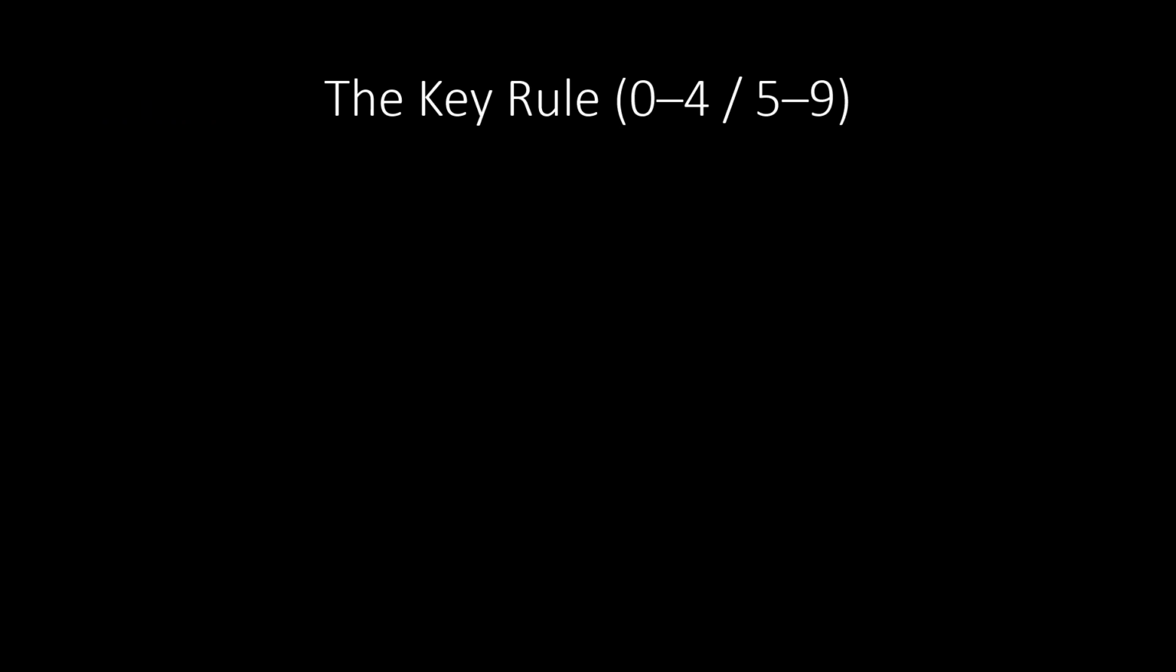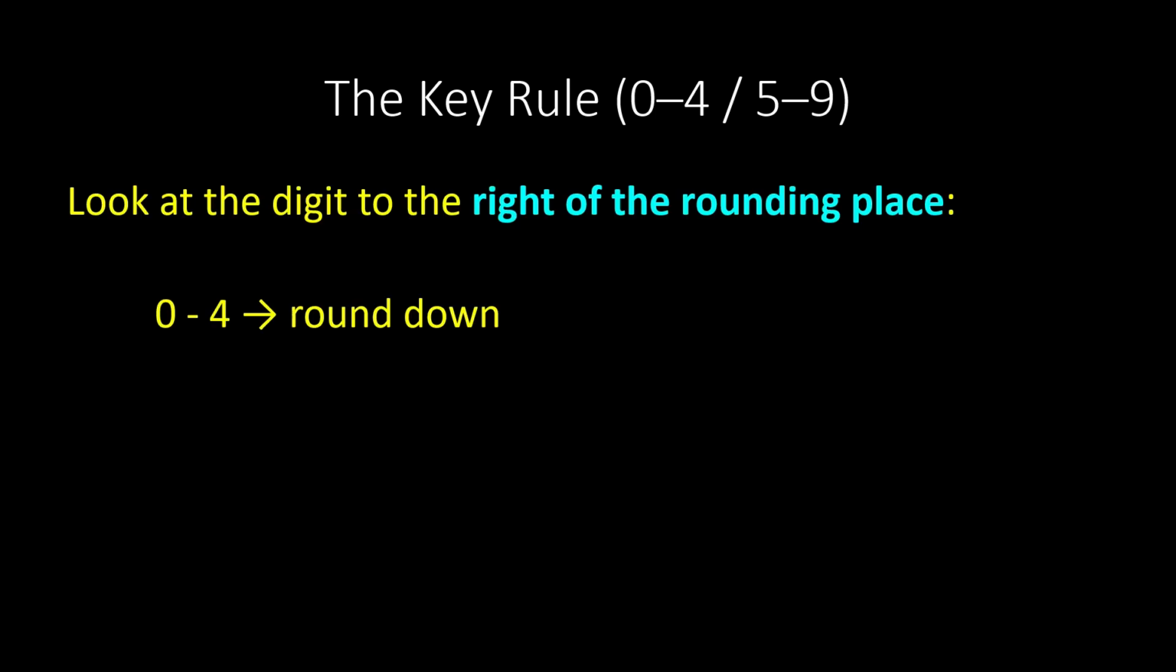Let's take a look at the key rule. To round, identify the place you are rounding to, then look at the digit immediately to the right. If it is 0 to 4, round down. If it is 5 to 9, then round up.